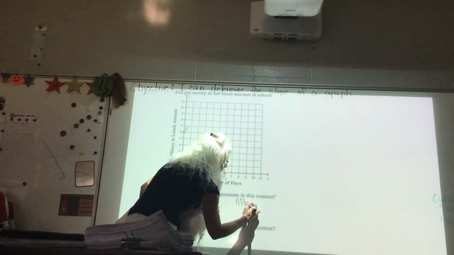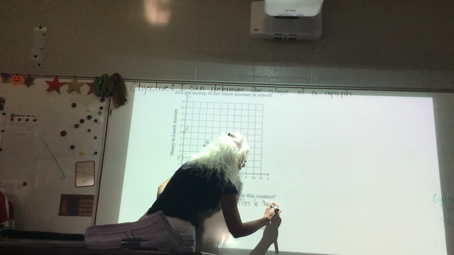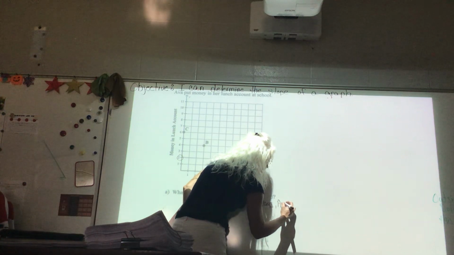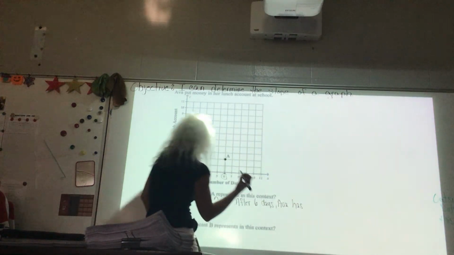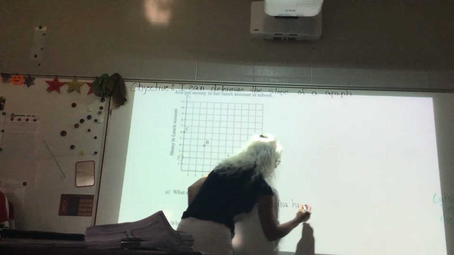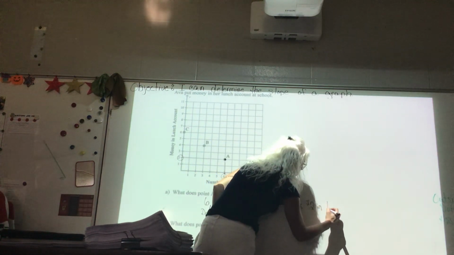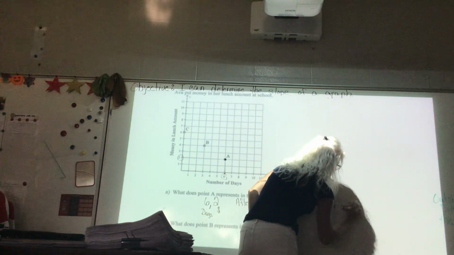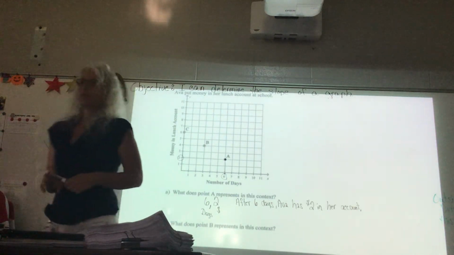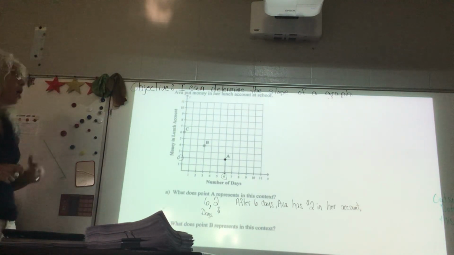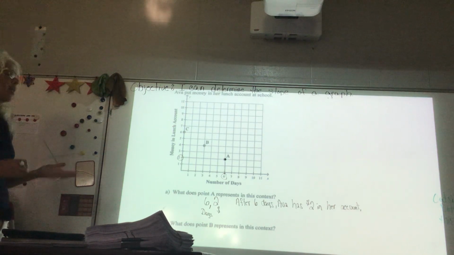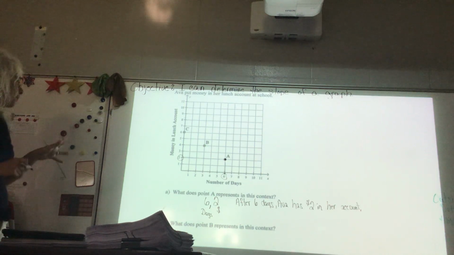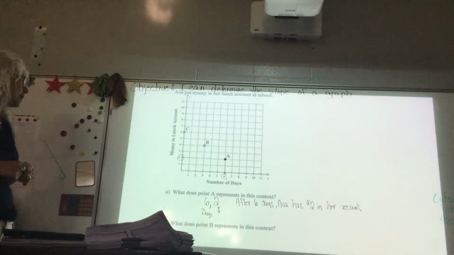After 6 days, do you see how I'm getting that? Ava has $2 in her account. Are you okay with part A? So the reason, here again guys, you have to know how to do an ordered pair in order to answer these type of questions. Part B says, what does point B represent in this context?